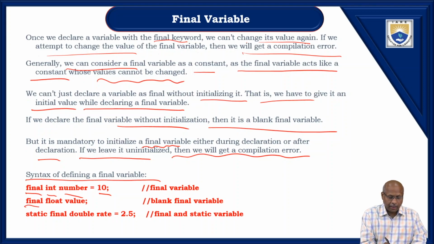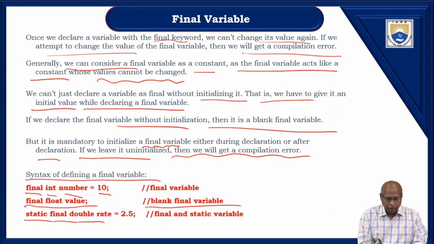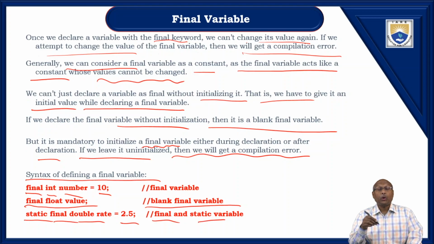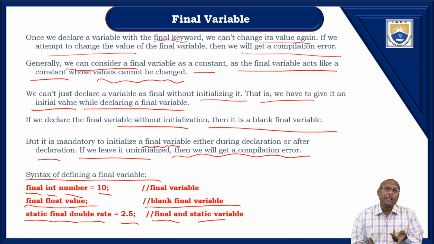Similarly, final float value. If you declare it this way, this is a blank final variable. Similarly, static final double rate = 0.5. So it is final as well as static. That means before final you can use static also. So that means it is a class variable, and at the same time it is a final variable also. So remember, before a variable name, you can use multiple keywords like static and final.